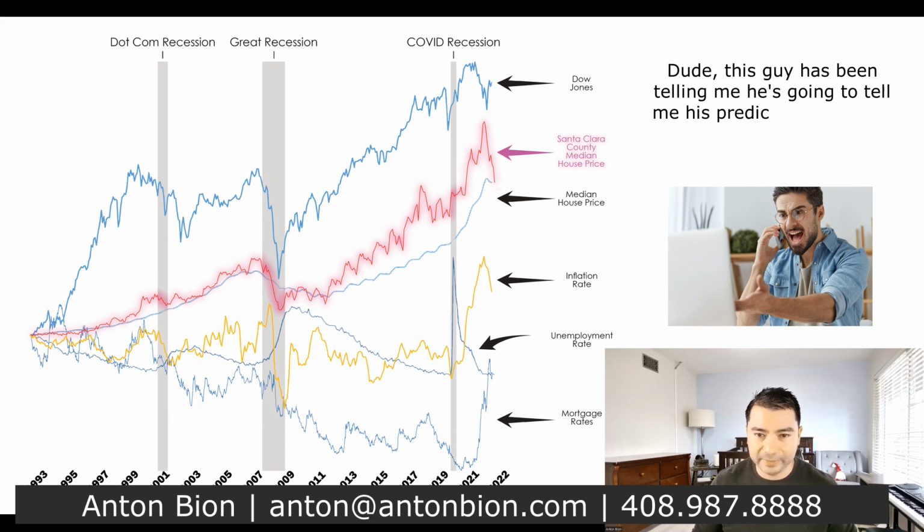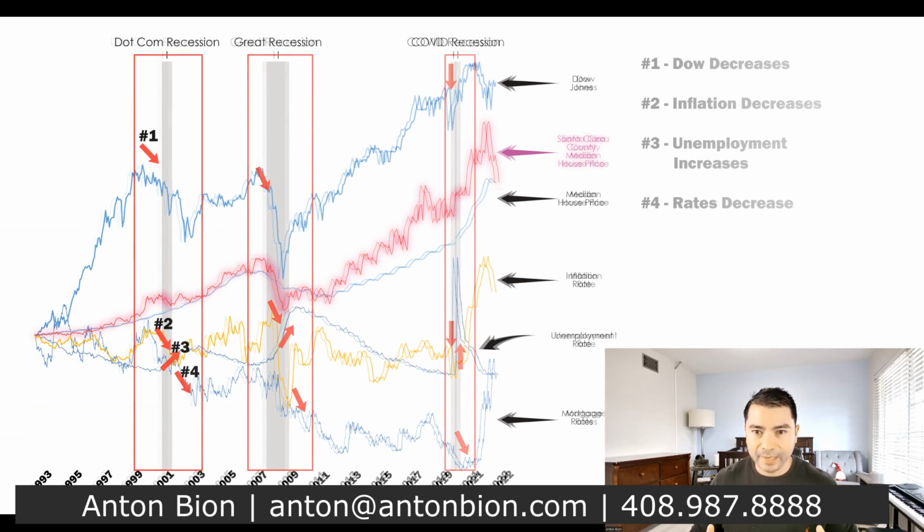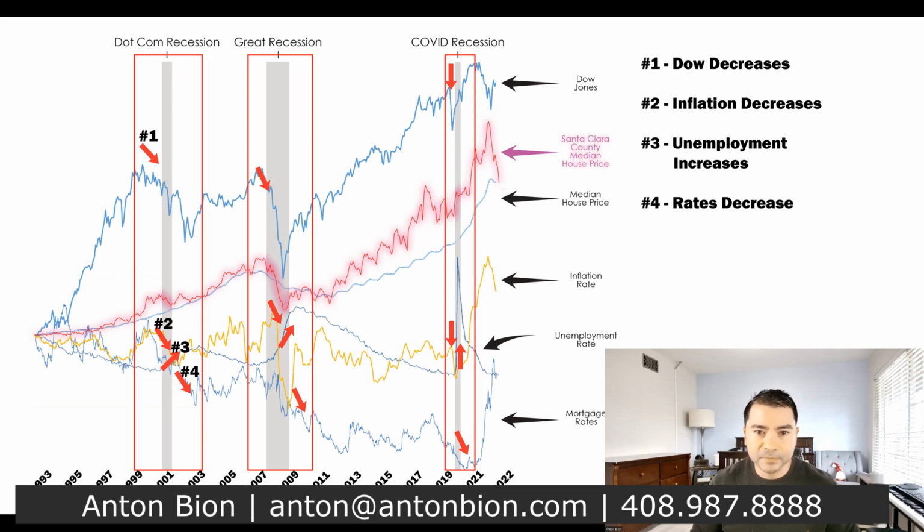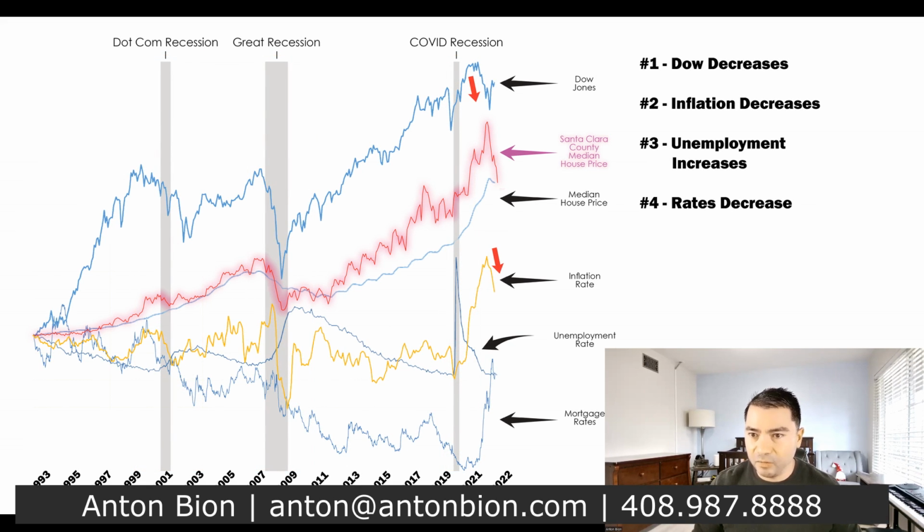Okay, so about my prediction. Let's go back to the comprehensive graph here. And let's also recall the chain reaction that occurs after the Dow decreases. Now, what I'm going to do is attempt to draw what is going to unfold within these metrics within the next 3 to 6 months. Okay, let's look at what has occurred within the chain reaction that has occurred within previous recessions. We have a decrease in the Dow, and we have, just like clockwork, thereafter a decrease in inflation. What hasn't occurred is an increase in unemployment and a decrease in rate.